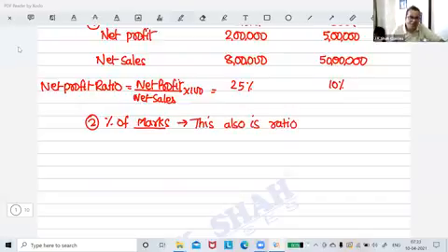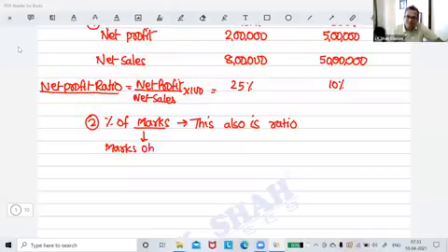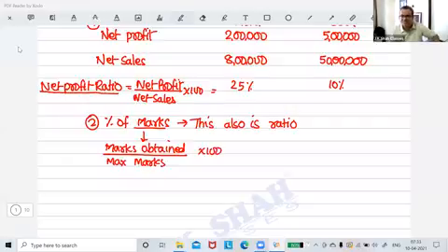Here, the net profit ratio was an indicator of the financial efficiency of the company. Your percentage of marks shows your academic efficiency, right? How do you calculate the percentage of marks? You say, sir, we will take in numerator marks obtained upon what? Total marks or maximum marks, correct? This is how you calculate this percentage, right now.